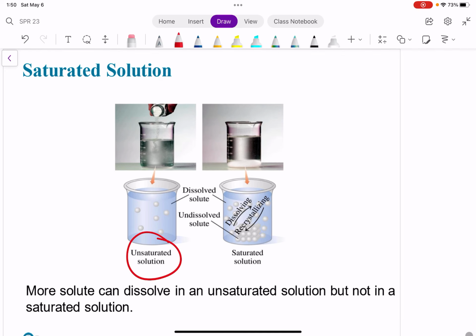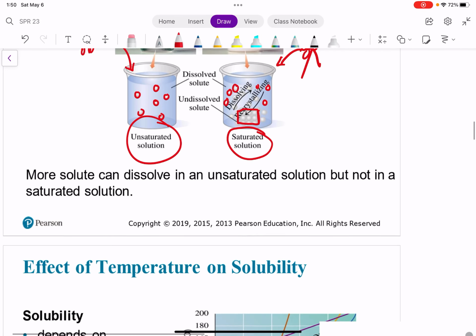Okay, so here's a picture of that. Here's our unsaturated solution where all of our solute is dissolving in that water, right? And here is our saturated solution. You'll notice we've got some of our solute dissolved, but we've also got some of it recrystallizing to form that solid at the bottom there. So more solute can dissolve in the unsaturated solution. We could keep adding more of our solute in there, and it's going to actually dissolve. Whereas if we add more of our solute in here, it's not going to dissolve because it's already saturated. It can't accept any more.